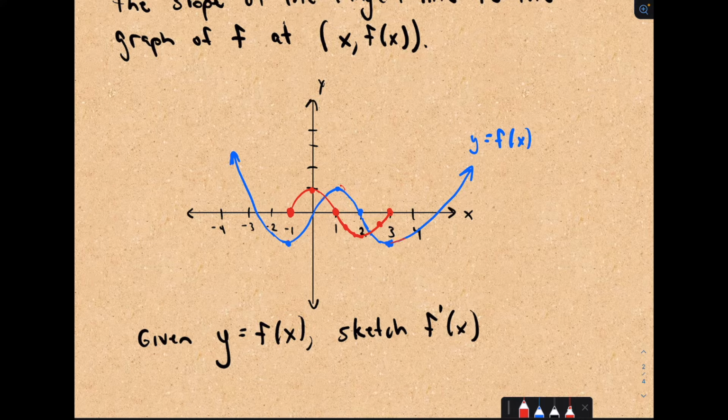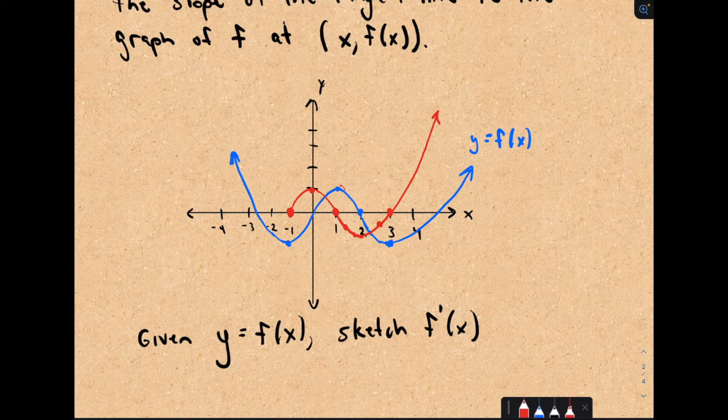Notice as we go from 3 onwards on our graph of f of x, the tangent lines are positive, positive, positive, but the slope is getting bigger and bigger. So the y-coordinates on my derivative graph should just get bigger and bigger. And we could do the same thing on the left side.